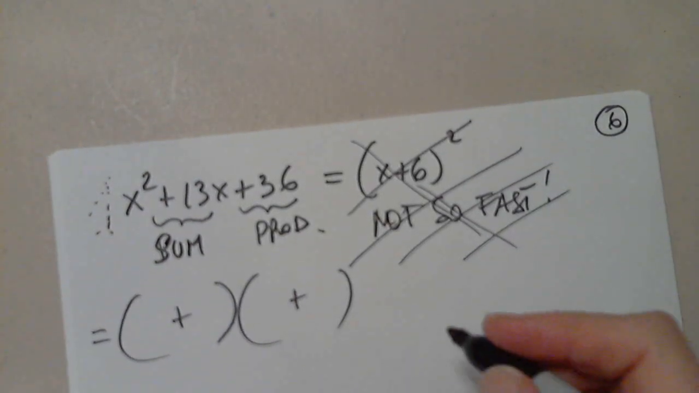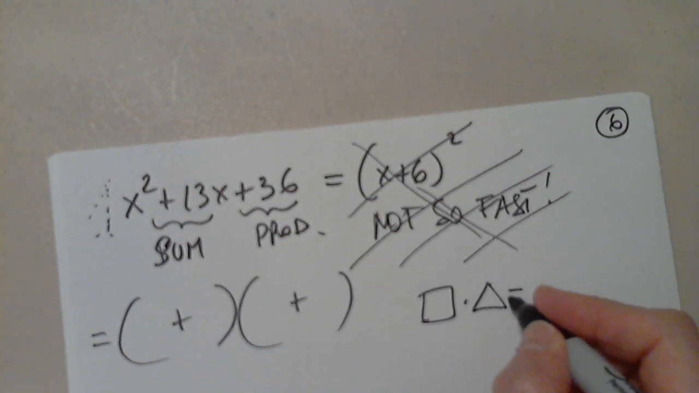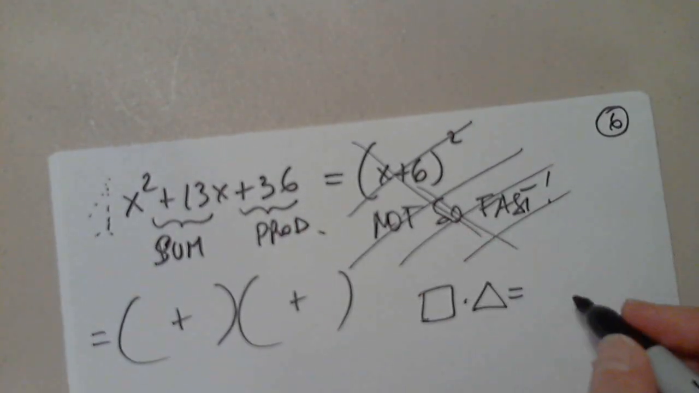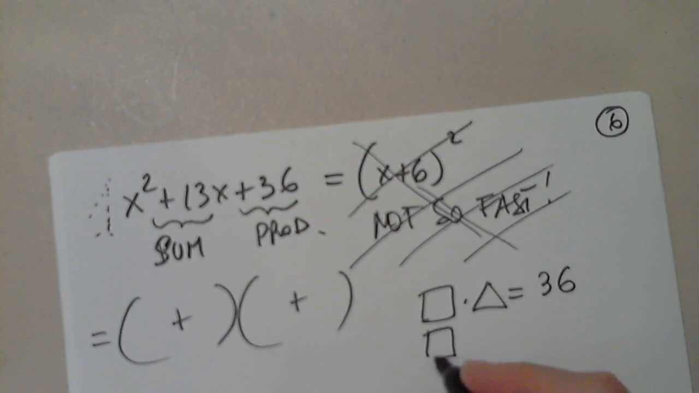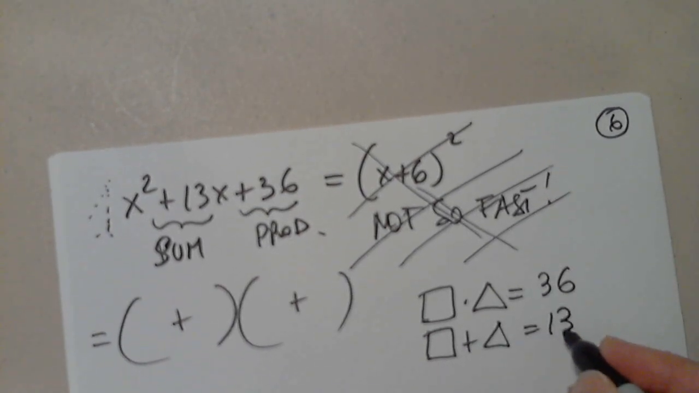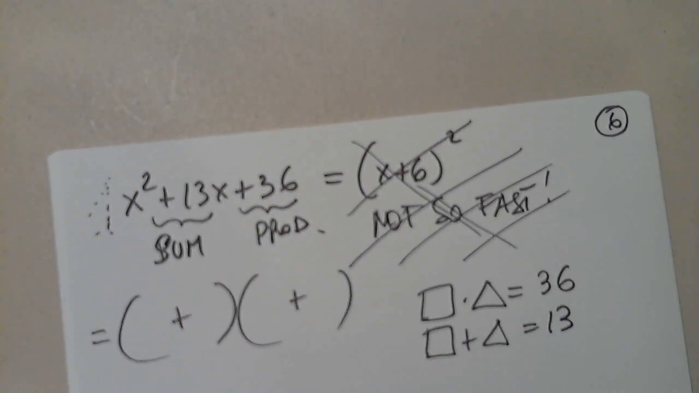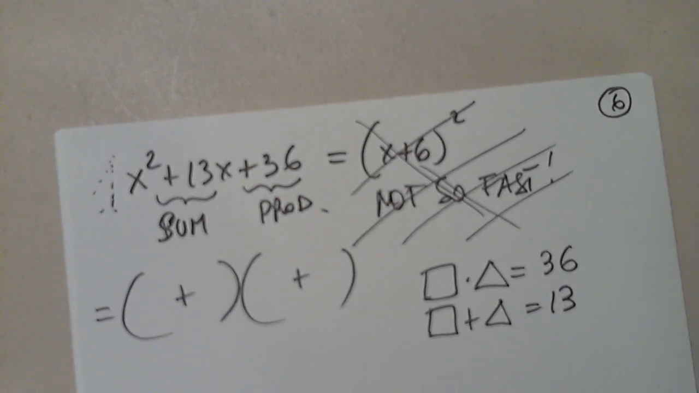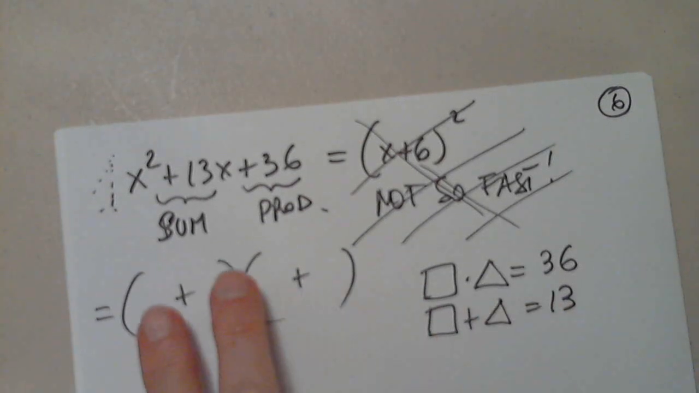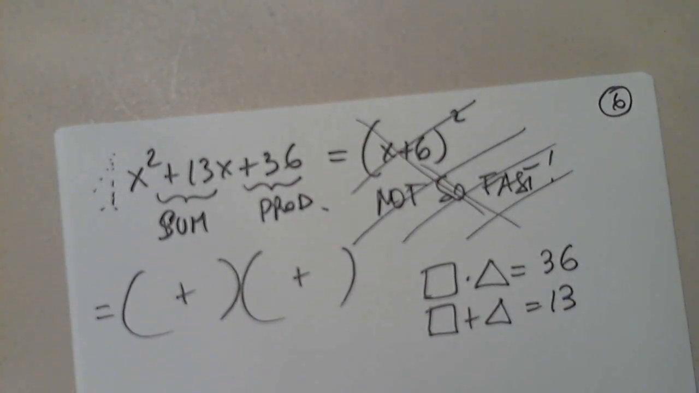But I need two numbers whose product is 36 and whose sum is 13. Same two numbers. Their product is 36 and their sum is 13. Once I found these numbers, I found my factored form. Can anyone come up with two numbers whose product is 36 and whose sum is 13? 9 and 4. That's it.